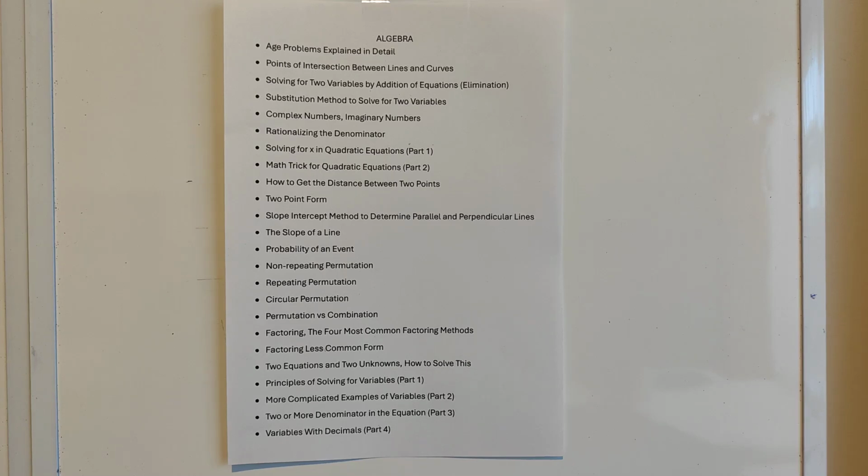How to get the distance between 2 points, 2-point form, slope-intercept method to determine parallel, non-parallel, and perpendicular lines, the slope of a line, probability of an event, non-repeating permutation, repeating permutation, circular permutation, permutation versus combination, factoring, the 4 most common factoring methods, factoring less common form, 2 equations and 2 unknowns, how to solve this, principles of solving for variables part 1, more complicated examples of variables part 2, 2 or more denominator in the equation, variables part 3, and then variables with decimals part 4.